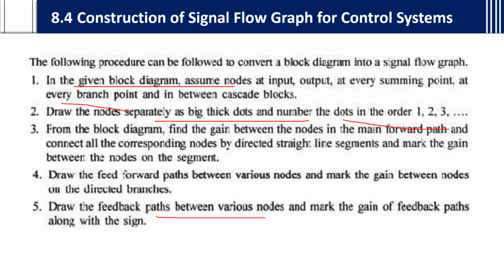The feedback paths also need to be drawn in the opposite direction in this way. In the opposite direction, if this is one node and this is another node, mark the gain of the feedback paths like minus h2, minus h3, what we have seen previously in the example. Like that, we need to convert everything into a signal flow graph, and using Mason's gain formula we can find the transfer function. We will see sums now, and you will get good clarity.